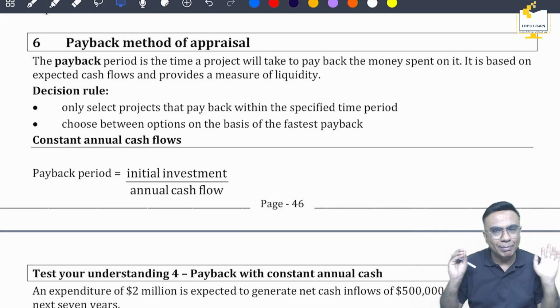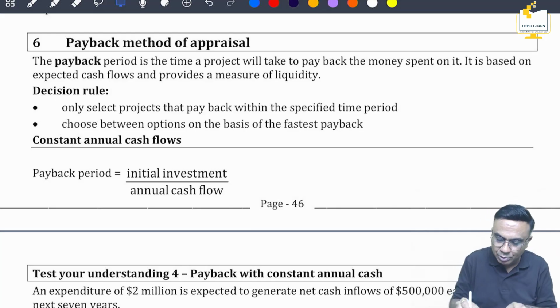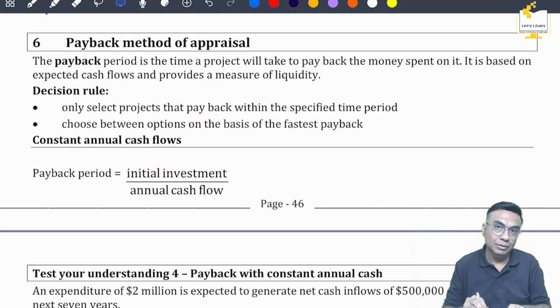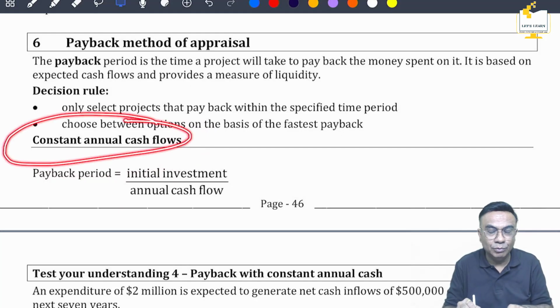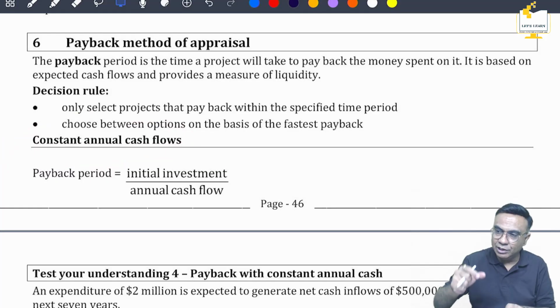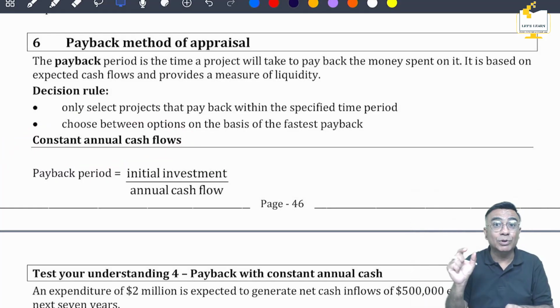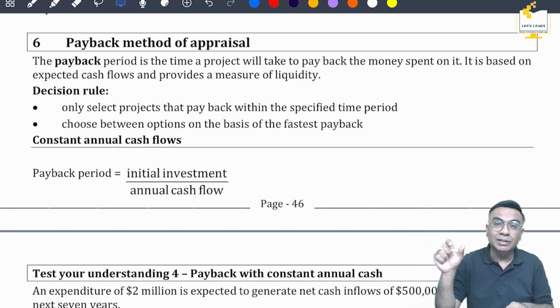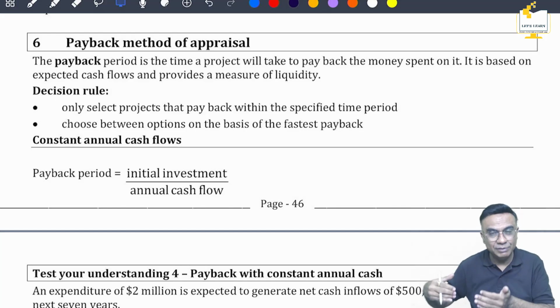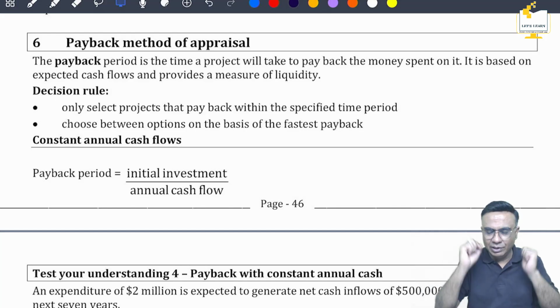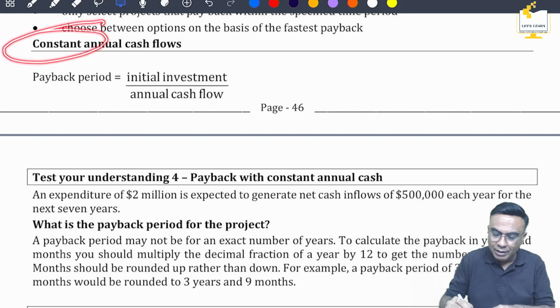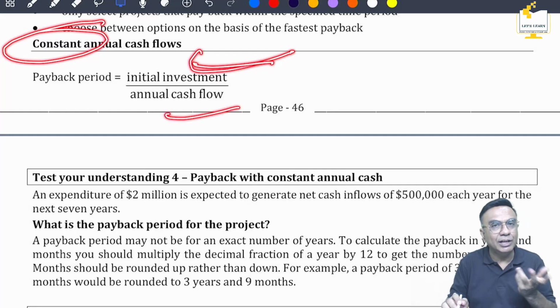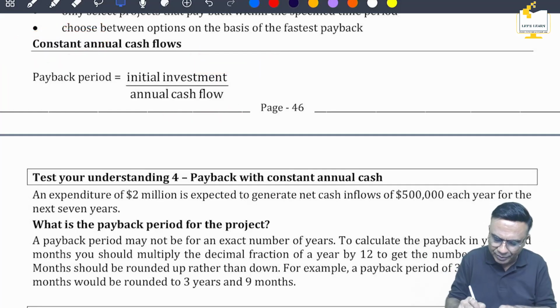How to calculate payback? First possibility, you have a constant cash flow. Constant cash flow, what does it mean? For example, the project is of 5 years and the cash flow every year is 20,000, same, constant, every year. But suppose if cash flows are unequal, 20, 22, 19, 24, that example we will take later. Let us start with annual cash flow which is constant. What is the formula? Payback period will be initial investment divided by annual cash flow. Very simple.